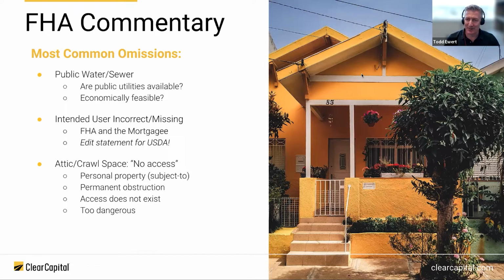At number 2, we've got the intended user statement, either incorrect or missing. Of course, FHA and the mortgagee are the intended users of the report.